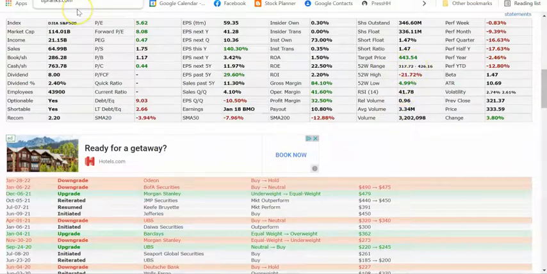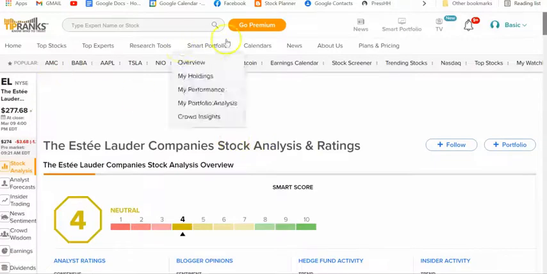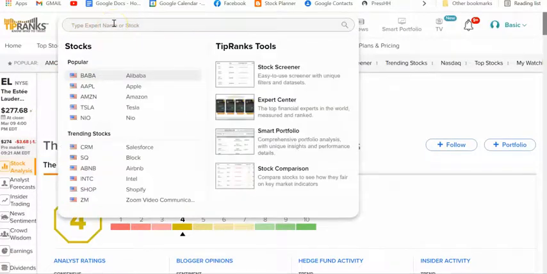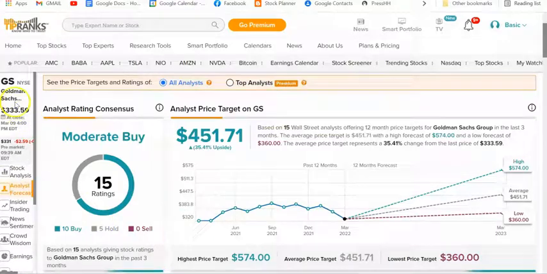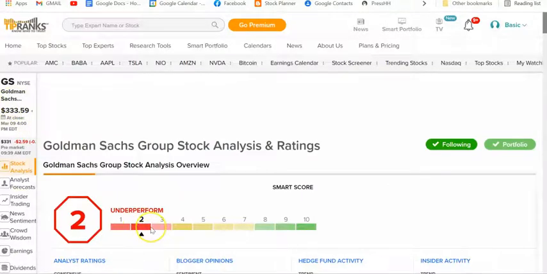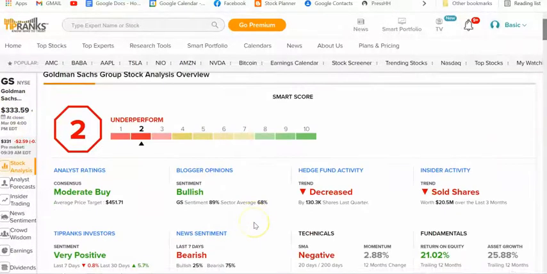443 for Finviz. Let's see what TipRanks has to say about Goldman Sachs. TipRanks is another free tool, and it also has a paid version if you need more. 451, about what Finviz had. Moderate buy, that's what Finviz had. Underperform for Goldman Sachs.